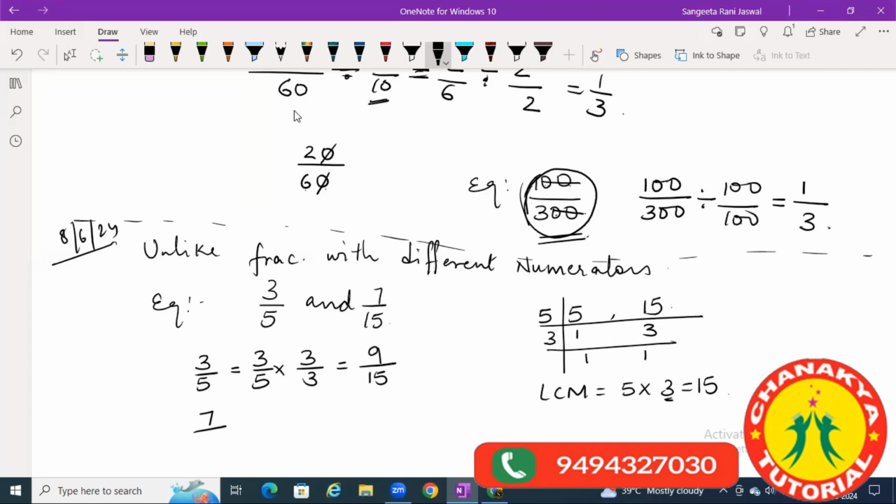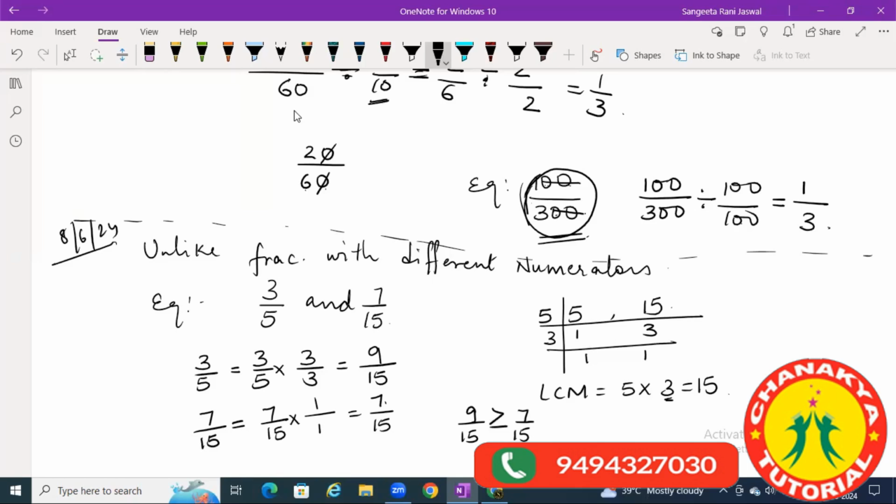Similarly for the other fraction, again I'll do the same thing. What will I multiply this with so that I get 15 in the denominator? Nothing, just multiply it by 1. Understood? So now you have both the fractions with the same denominator, 9 by 15 and 7 by 15. Now can you say which fraction is greater? 9 by 15.